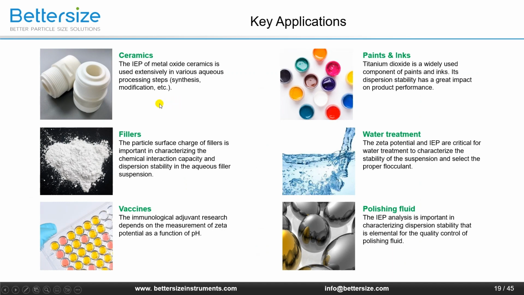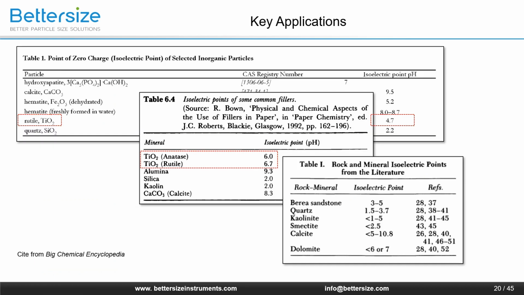The zeta potential versus pH measurement is widely used in many fields, including ceramics, fillers, vaccines, pens and inks, water treatment, and polishing fluid. Here are the IEPs of some materials cited from Big Chemical Encyclopedia. We can see that the same material has very different IEPs due to their unique crystal forms. And the IEP of a material is not constant. It may change with the variation of the surface groups coming from surface modification.